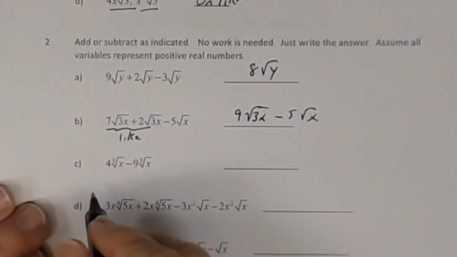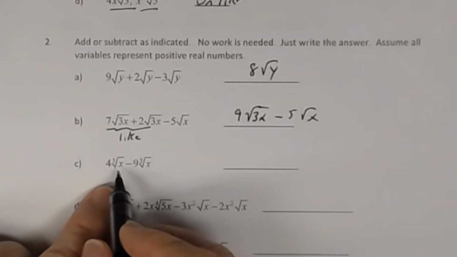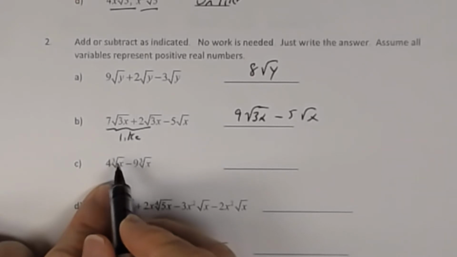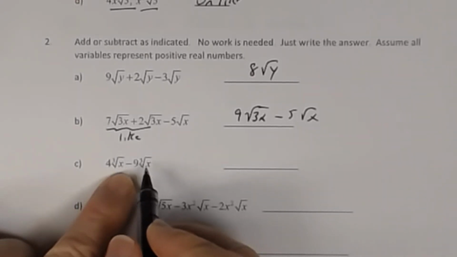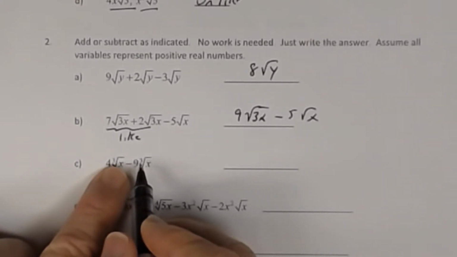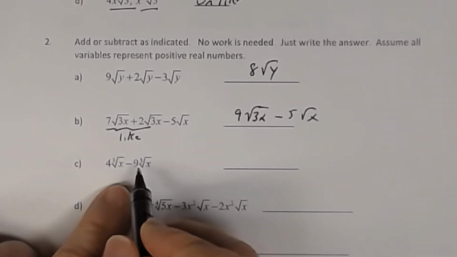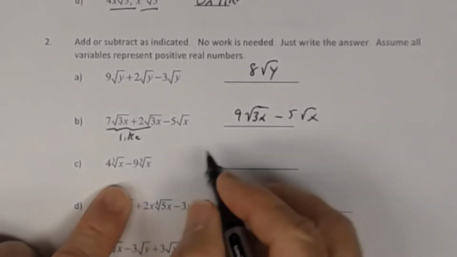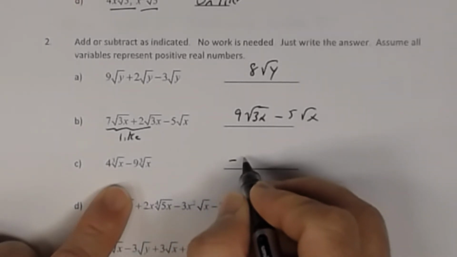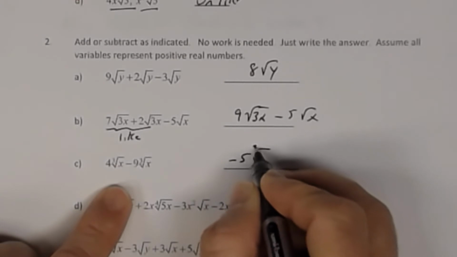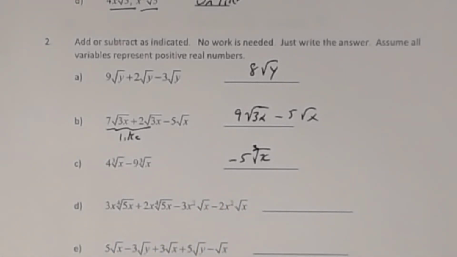All right, letter C. Notice that there are 2 terms here, and the radicands are both the same, and the indices are the same, cube roots. They're both 3's. So 4 cube root of x minus 9 cube root of x is a negative, what's that? Negative 5 cube root of x, okay?